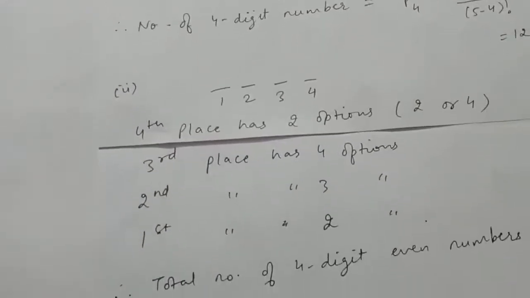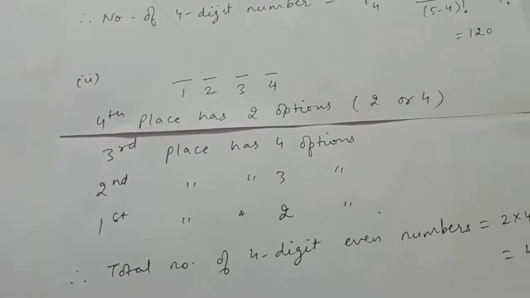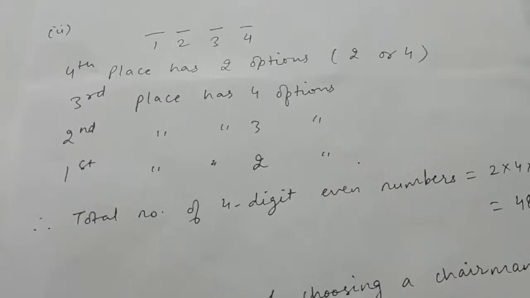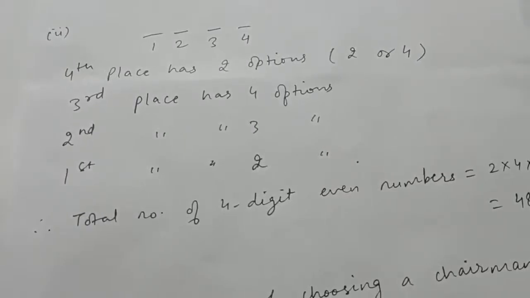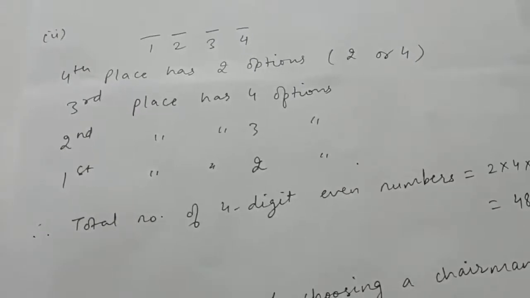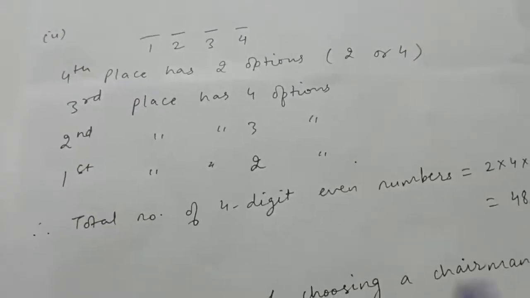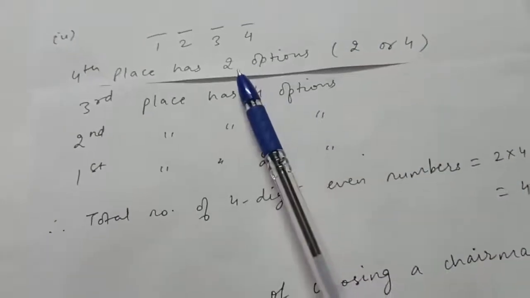Now in the second question, they have asked how many of these are even. So to find the number of 4-digit even numbers, for the 4th place we have only 2 options from the given digits. Either you can use 2 or 4. Therefore, for the 4th place, 2 options.